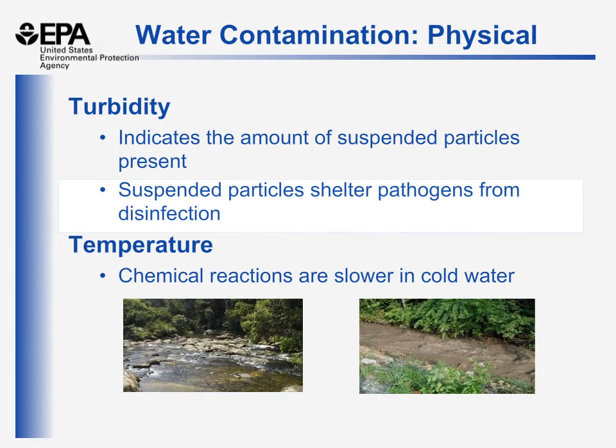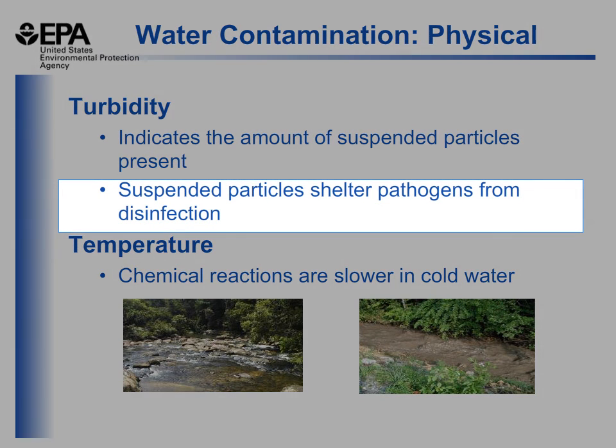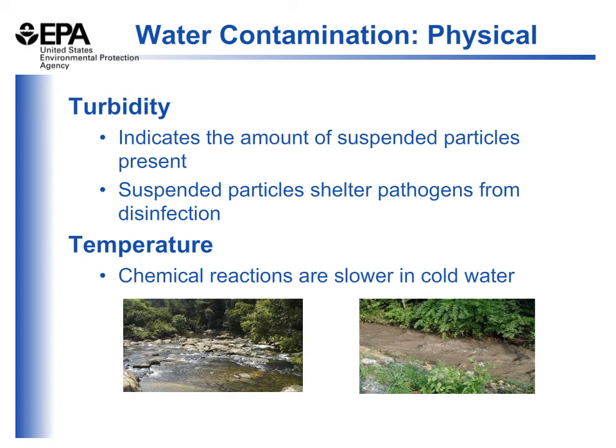This is important because the suspended particles tend to shelter pathogens such as bacteria or viruses, which like to stick to the suspended sediments within the water column. If we can remove the suspended particles, we're removing a significant portion of the pathogens that may exist in the surface water, which is important as it minimizes the level of disinfection needed prior to the water entering the distribution system.